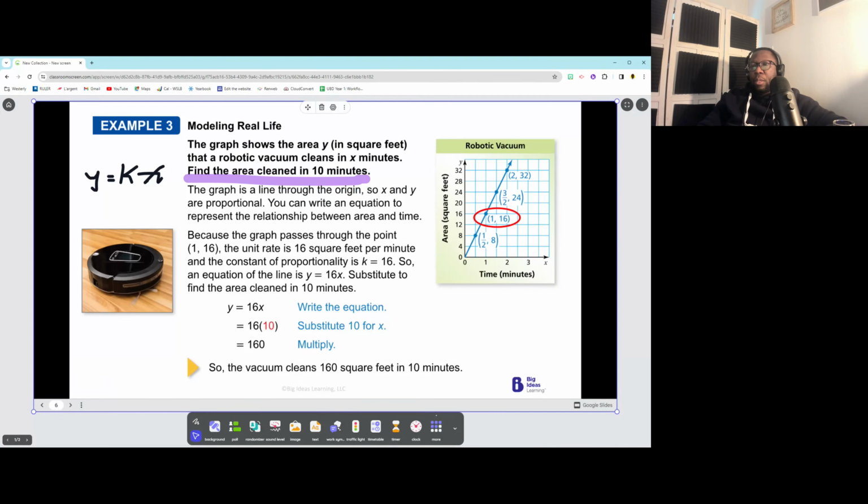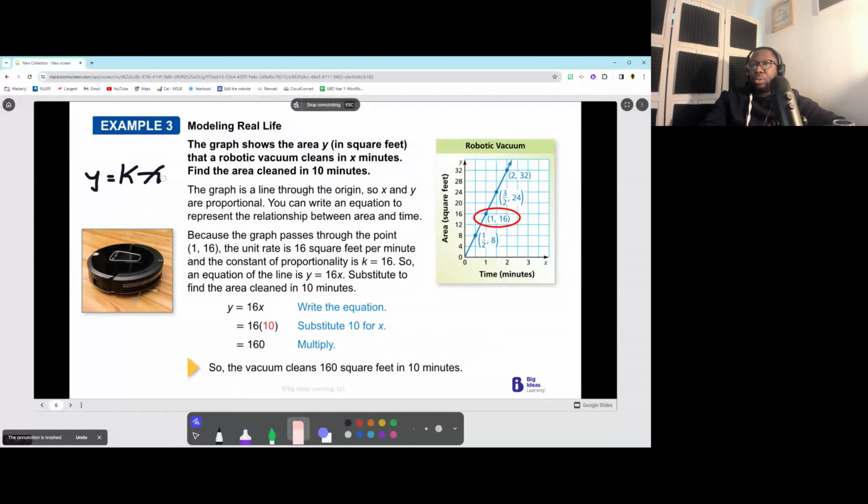Every minute that the robot is vacuuming, 16 square feet are being vacuumed. Therefore, if it's vacuuming for 10 minutes, that means 10 times 16, which is 160. That is the total number of square feet that's being vacuumed.